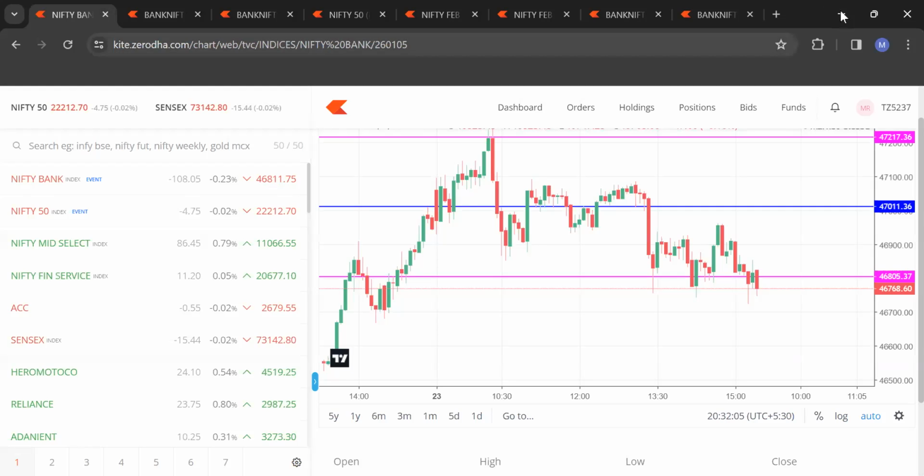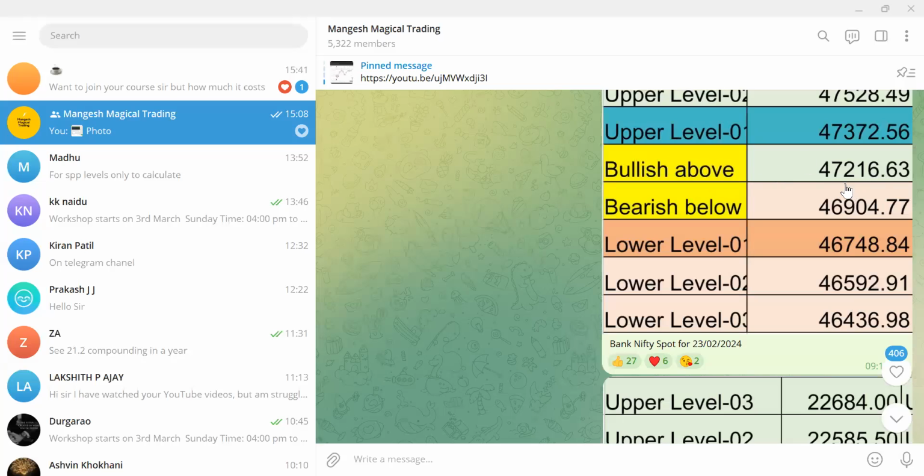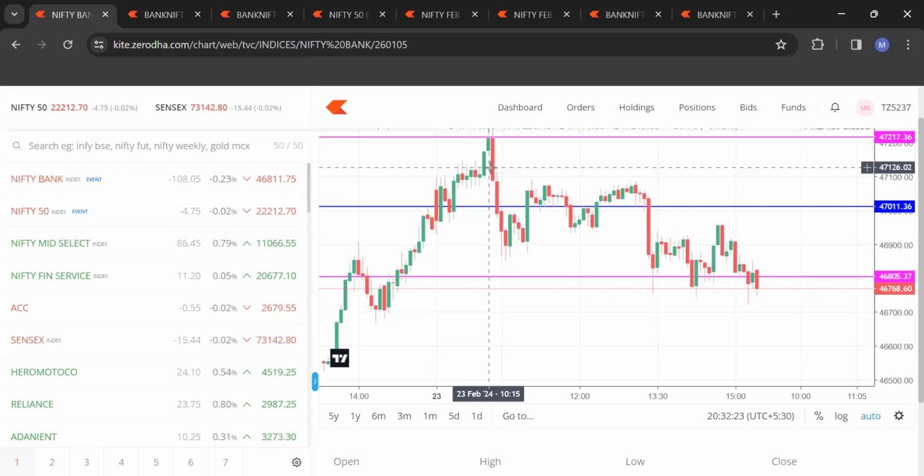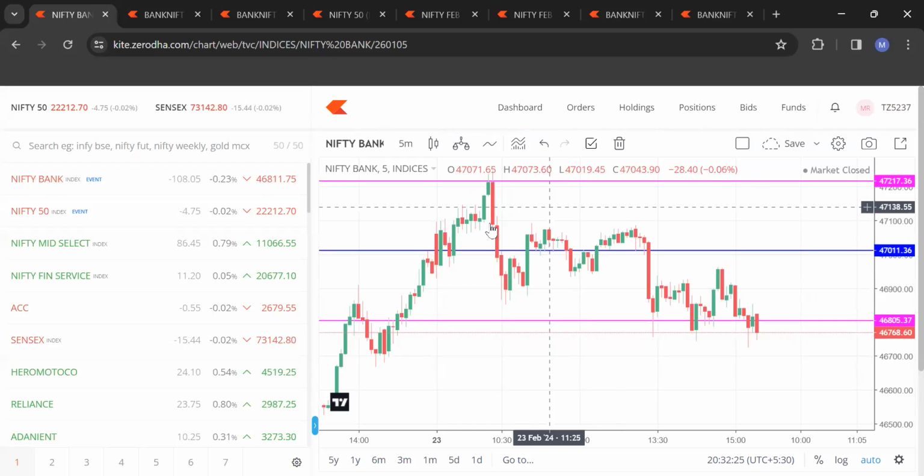Now you see this: 47,216. It's a bullish above level, as per the Excel sheet. 47,216. Now let's see the Nifty. Where is the Nifty? 47,216 is the Nifty. See this.